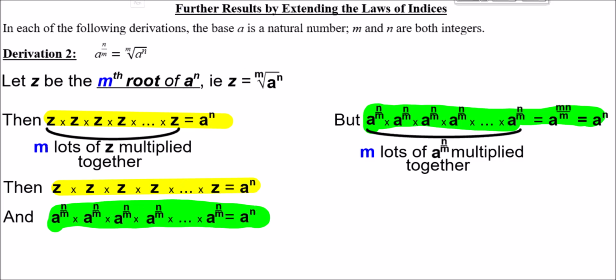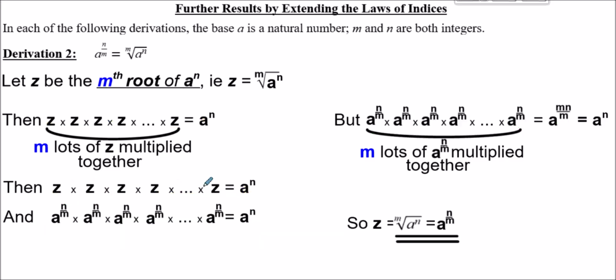So it stands to reason that each z must be the same as each a to the power n over m. So if we write this down formally, each z is the same as a to the n over m, but we defined z as the nth root of a to the n. So therefore z, which is the nth root of a to the n, must be equal to a to the power of n over m. So again, we've proven what we set out to prove.